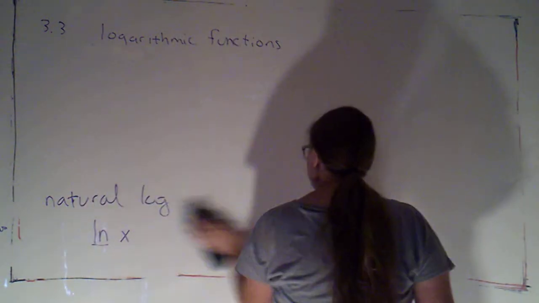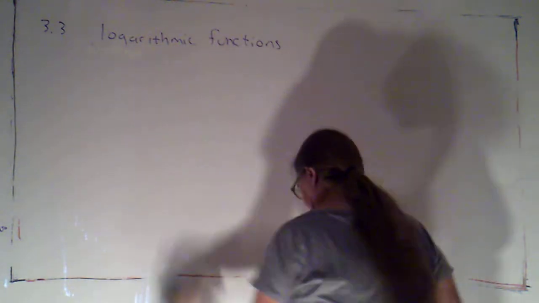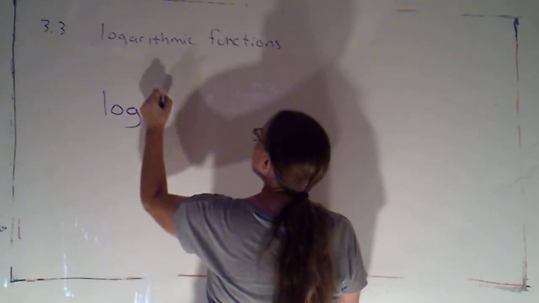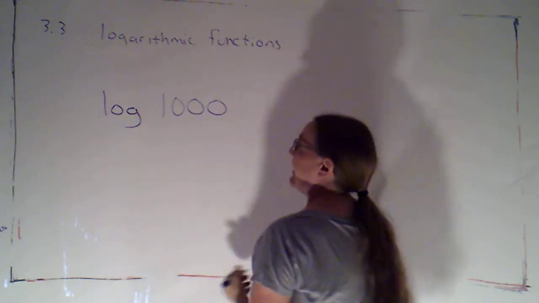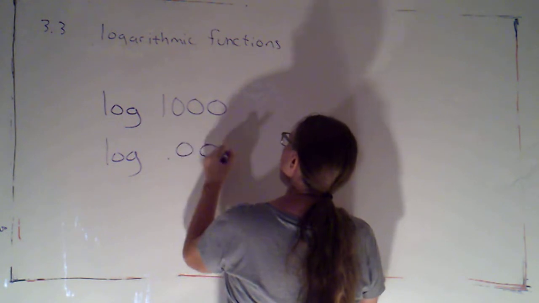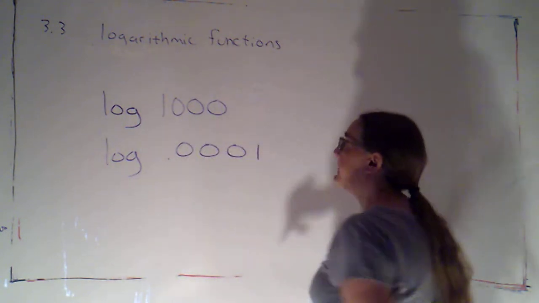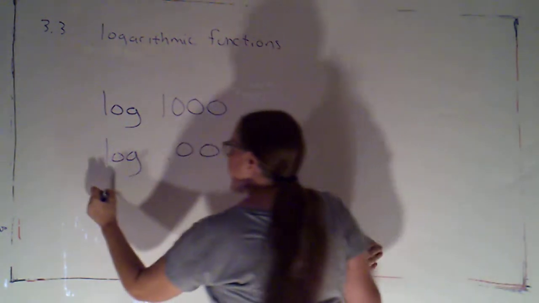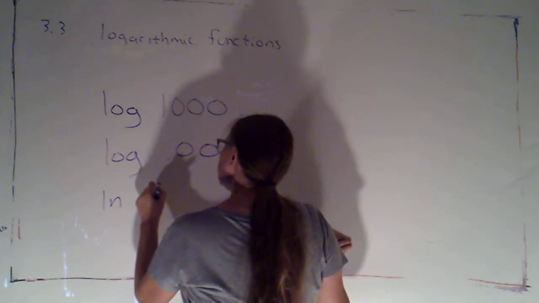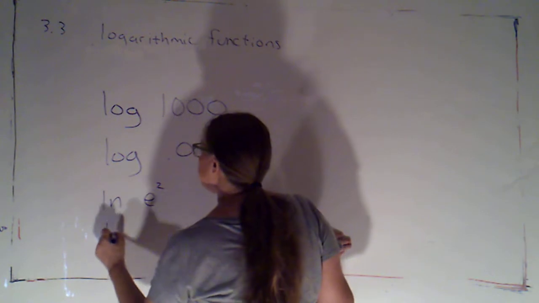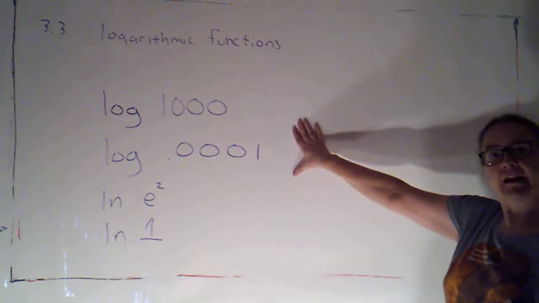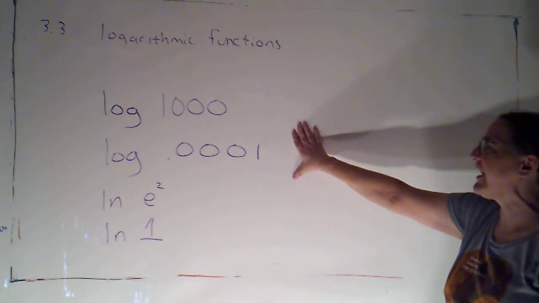So let's just practice a little bit with this. Let's evaluate the log of 1,000. Let's evaluate the log of 0.0001. Let's evaluate the natural log of e squared. And let's evaluate the natural log of 1. Let's try these 4 together, and then I'll give you a couple to try on your own.